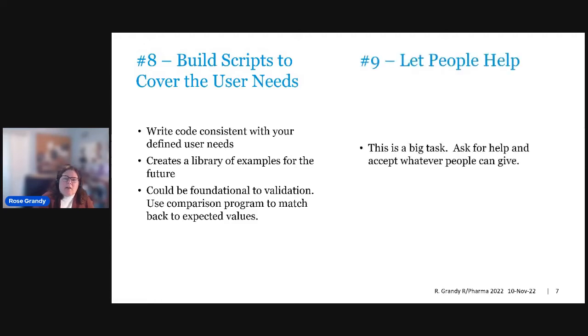All right, and all of this takes resources. And let's face it, most projects like this are not resourced as well as we would like. So that gets us to number 9, letting people help. This is a big task. Ask for help and accept whatever people can contribute, even if it's only helping with a small part. You'll find that people want to be involved and may have creative contributions to the final product, even if they can't dedicate a lot of time.